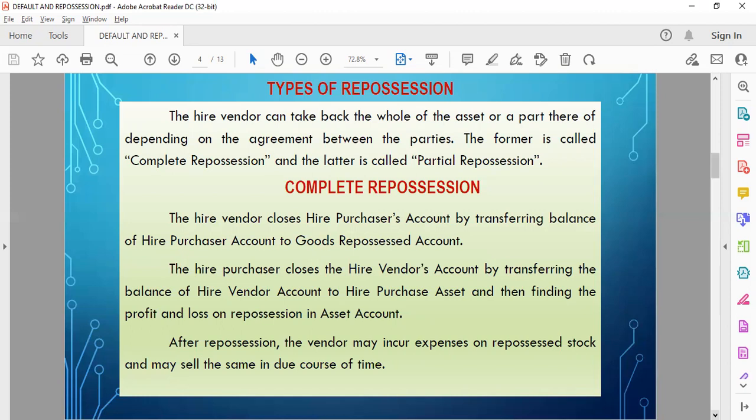The hire vendor closes the hire purchaser's account by transferring the balance of the hire purchaser account to the goods repossessed account. The hire purchaser closes the hire vendor's account by transferring the balance of the hire vendor account to the hire purchase asset account and then finding the profit and loss on repossession in the asset account. After repossession, the vendor may incur expenses on repossessed stock and may sell the same in due course of time.